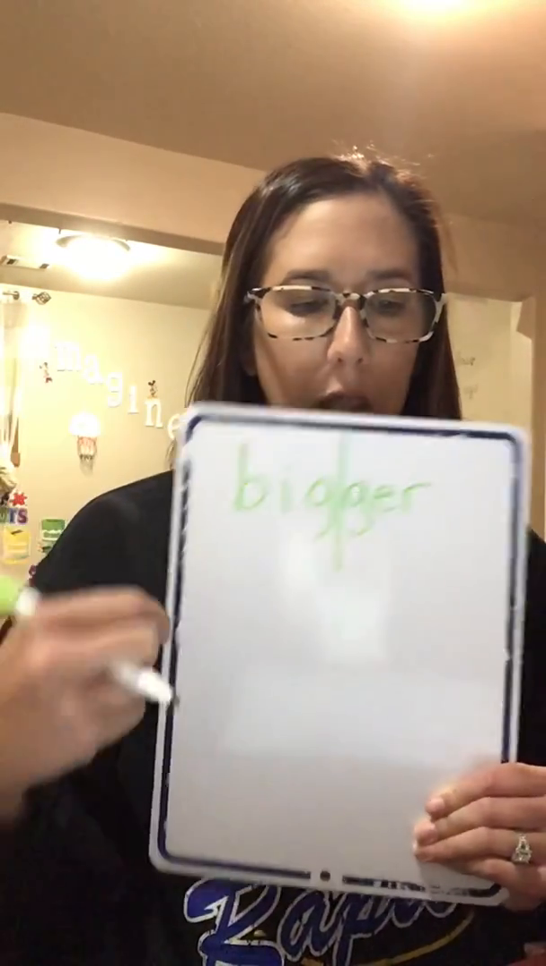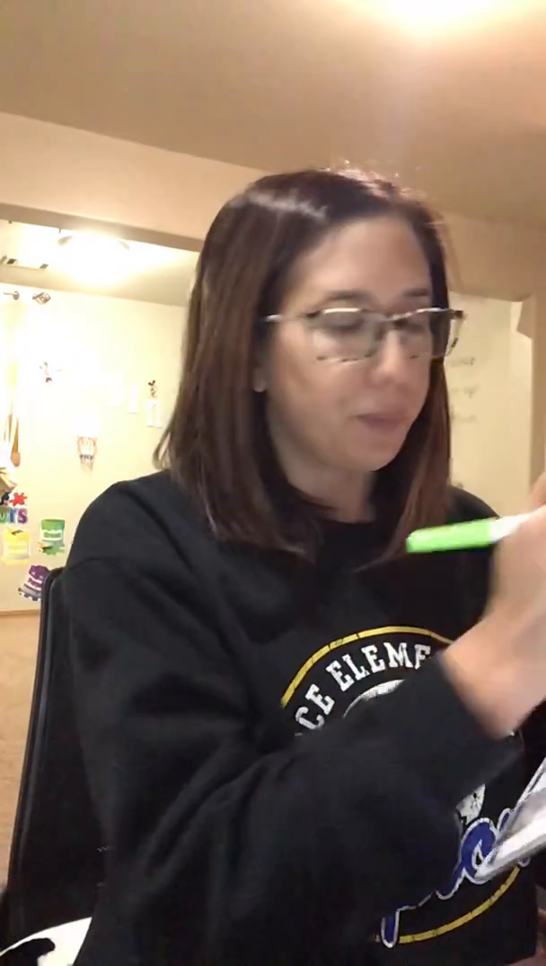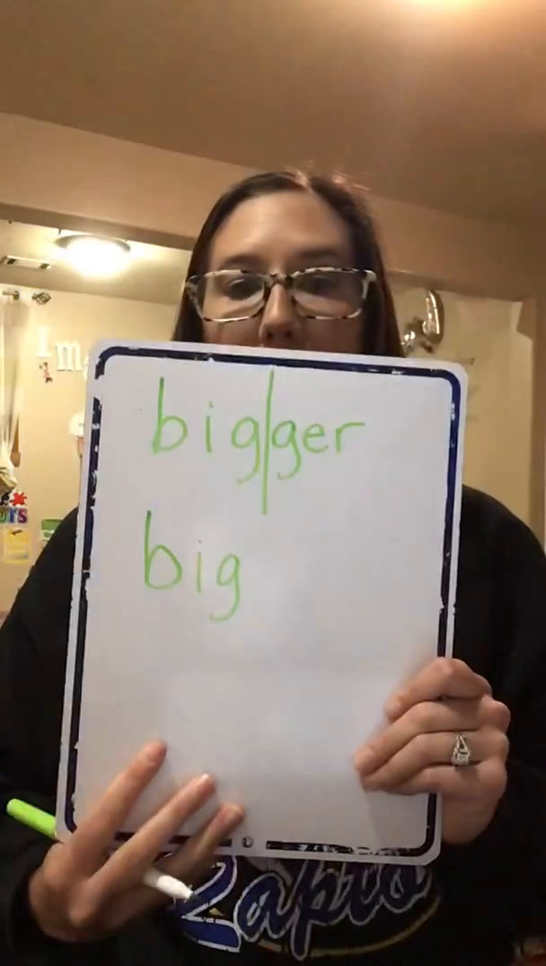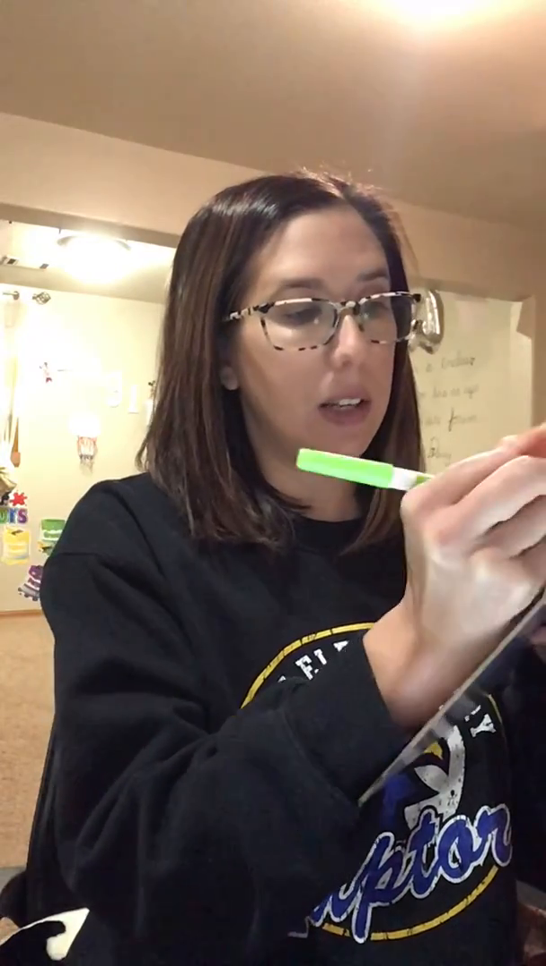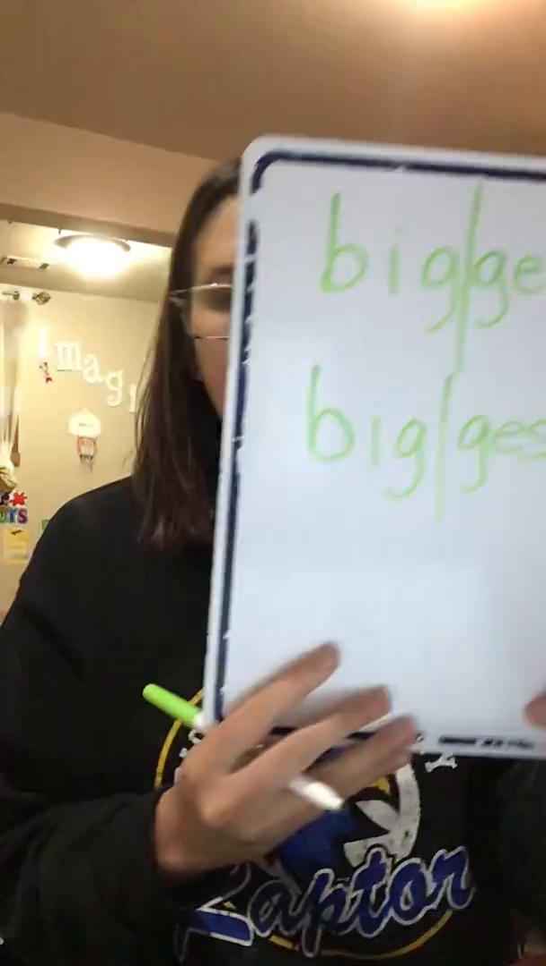Bigger, two syllables. Next one, we're going to be making biggest. Now, big, biggest. Another double G.